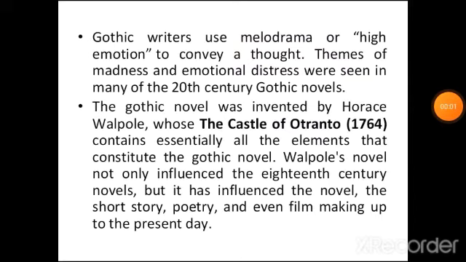Gothic writers, the writers who write Gothic fiction or Gothic novels, use melodrama or high emotion to convey a thought, a message, or the theme of the drama or novel. Themes of madness and emotional distress, meaning emotionally painful situations, were seen in many of the 20th century Gothic novels. This means that in most of the 20th century Gothic novels we can find a high use of emotions and a concept of madness. These are the important elements of 20th century Gothic novels.